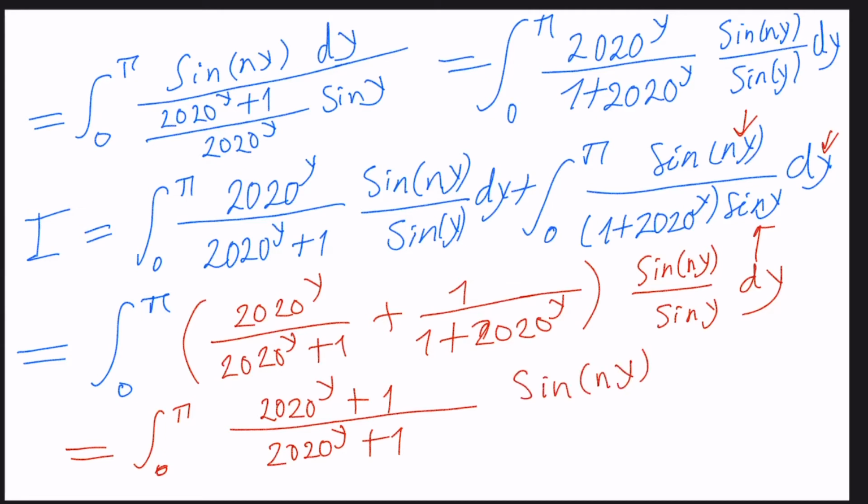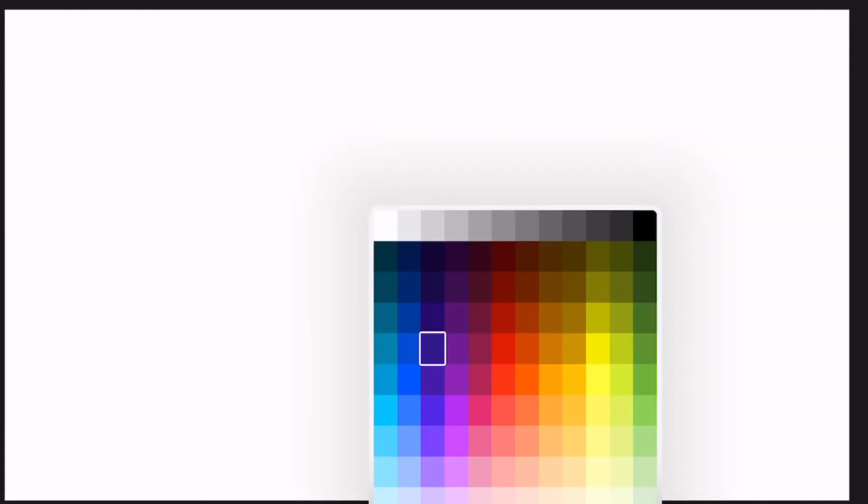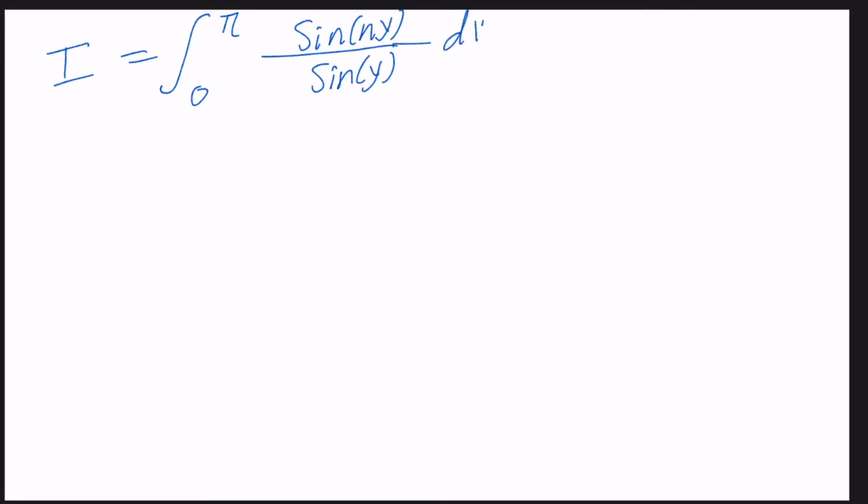Then at the end, the integral doesn't depend on 2020^y. We could even put whatever we wanted, I don't know, like pi to the power y, anything. The result will be the same. This will be reduced. So we conclude, although we haven't finished yet. Sadly, no. The problem is longer than we expected. The integral from 0 to pi of sine of ny divided by sine of y dy.